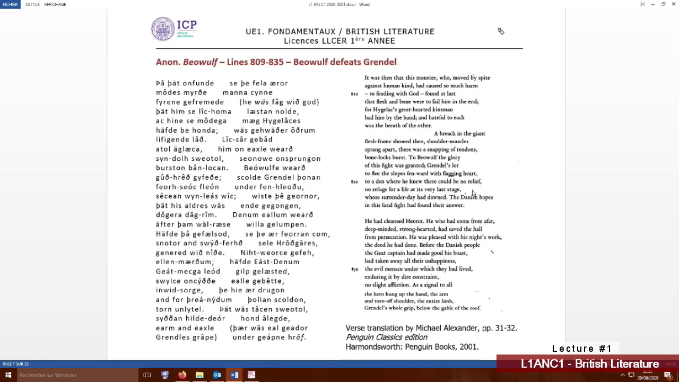And that gives you an explanation for his being so evil and snatching people like a serial killer. In a purely pagan text, you wouldn't have that sort of explanation. But then we have the pagan element next. The fight is described in a typical pagan way. A breach in the giant flesh frame showed them, shoulder muscles sprang apart. There was a snapping of tendons, bone locks burst. See the heavy repetition the translator is trying to convey. Bone burst.